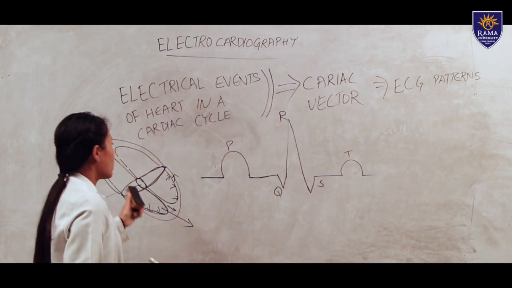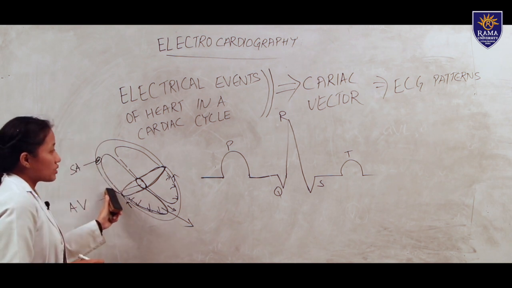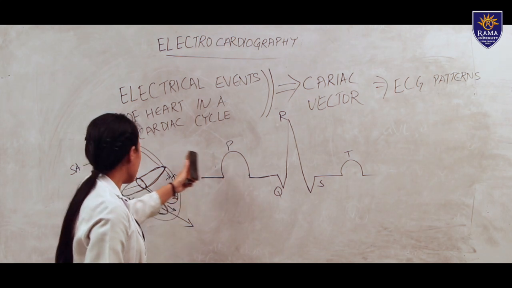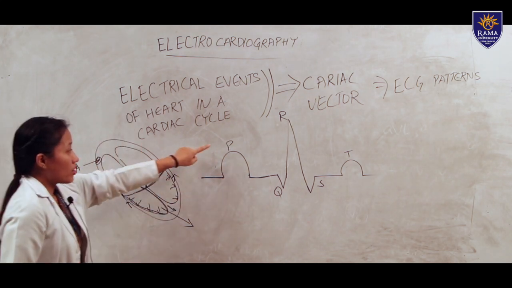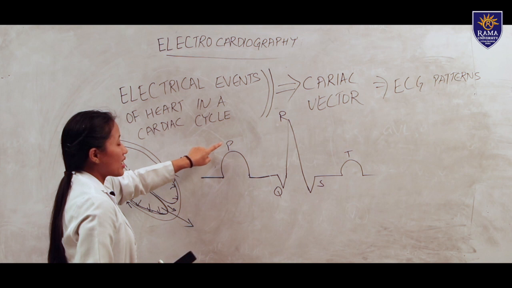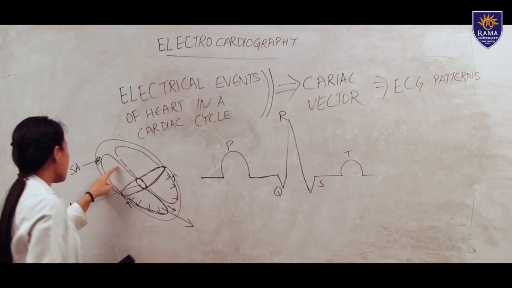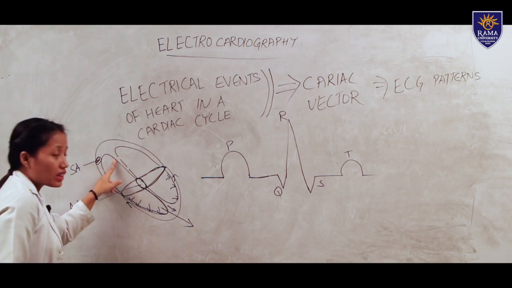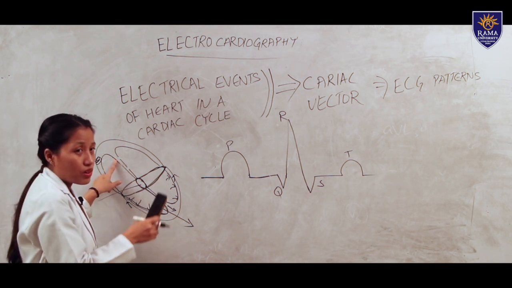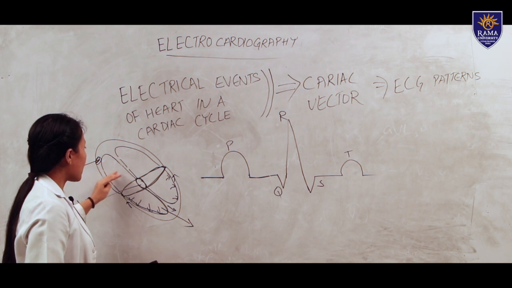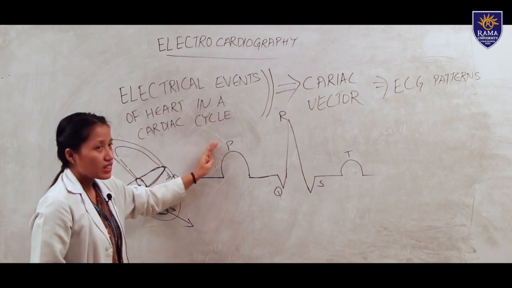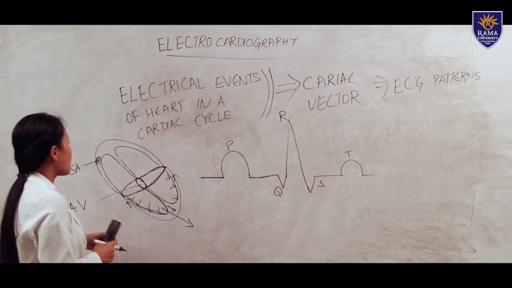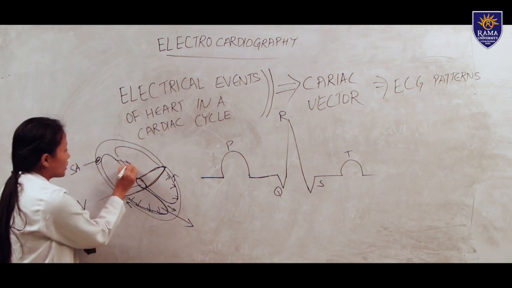So this is the relation between the electrical activity and the ECG pattern. The P wave is nothing but atrial depolarization. In atrial depolarization, electrical activity passes from the SA node and the atria are depolarized. This whole atrial depolarization forms the P wave. It moves in a downward and leftward direction.